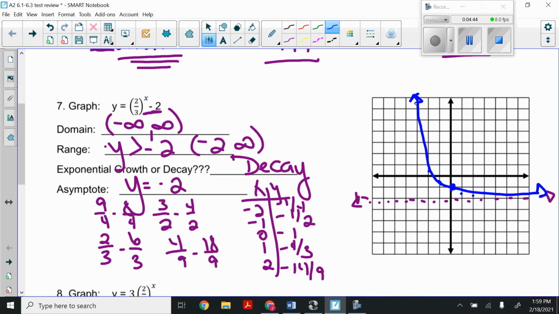So there's my graph. And again, by looking at my graph, I can tell that it is in fact a decay function, because from left to right it is decreasing.